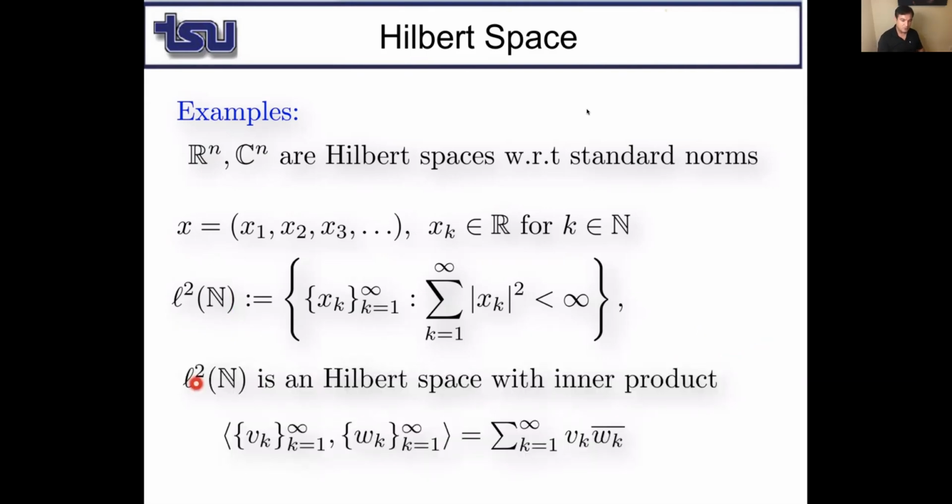So L2n is a Hilbert space with the inner product. The inner product of two vectors is defined this way, if it is a complex inner product space. If it is real, don't worry about the conjugate here. So element-wise product, and then summation of all the products.